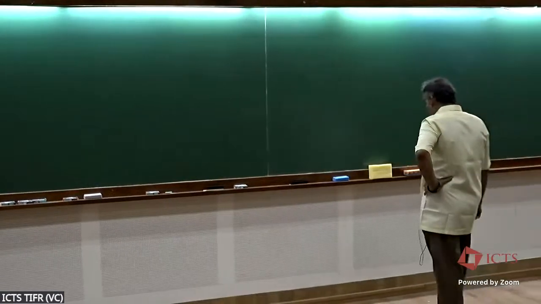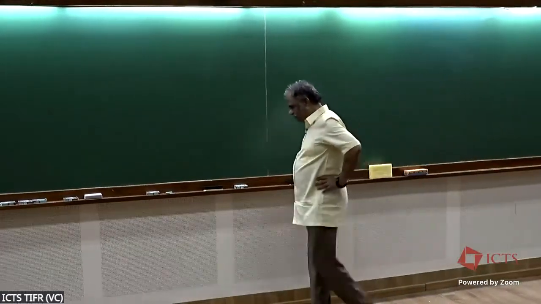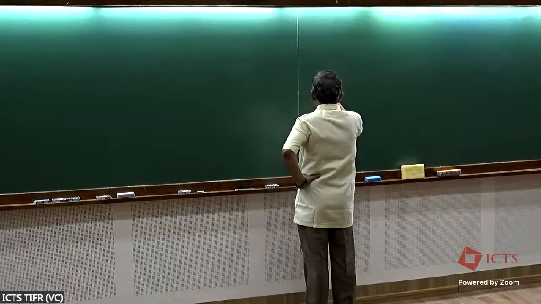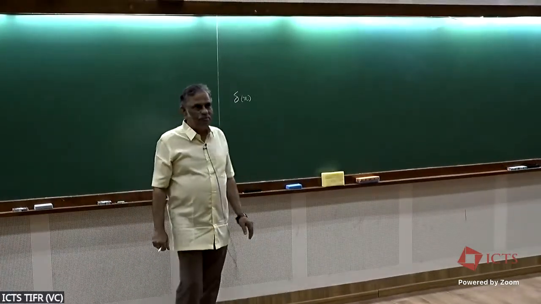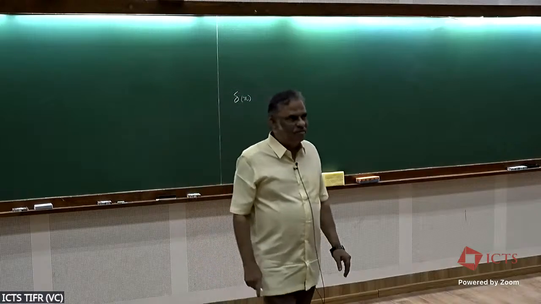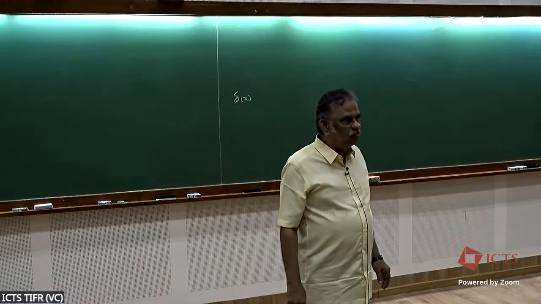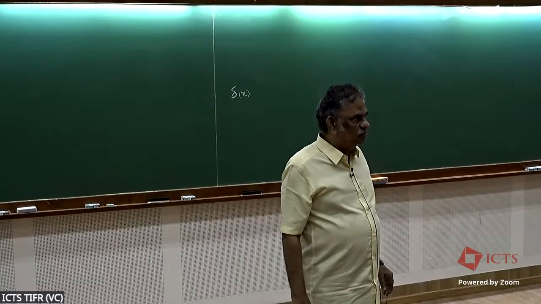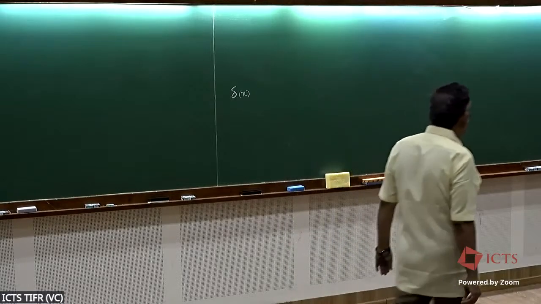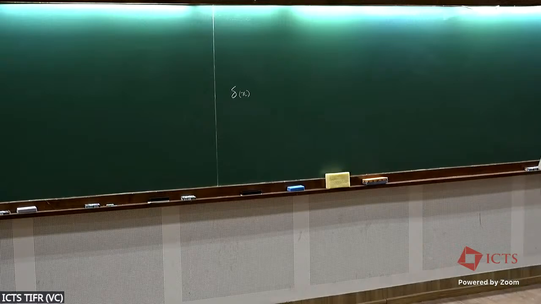Okay. Therefore, we start with what is called delta. This is something which has been defined in the lectures by Ritabrata, namely that this is a number which is equal to 1 if n equals 0, and 0 if n is not equal to 0. The whole idea is essentially to simplify this complicated function into something simpler.